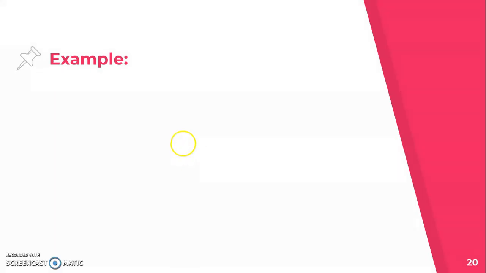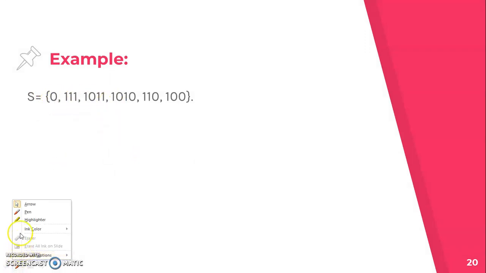Now if we consider this example: 0, 111, 1010, 110 and 100, you can easily find out this is a prefix code, because there is no element in this binary sequence which is a prefix of another element, right? So how can we represent it? Let's check it. As per the definition of our prefix code, 0 should go to the left side, so this is 0.